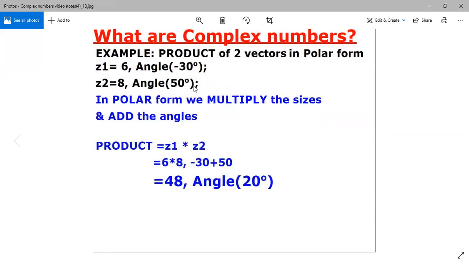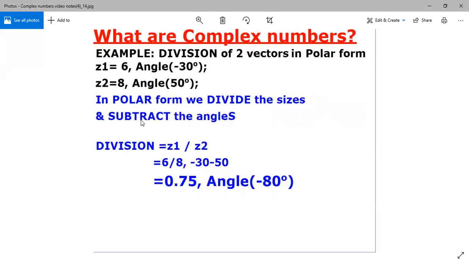If we want to multiply two vectors together, the easiest way to get the product of these two vectors is in polar form. If we've got size and angle, we've got two vectors multiplied together, z1, z2, fairly straightforward. We multiply the sizes to get 48, 6 times 8, and we add the angles. We sum the angles because we're multiplying, to get angle plus 20, the product of two vectors.